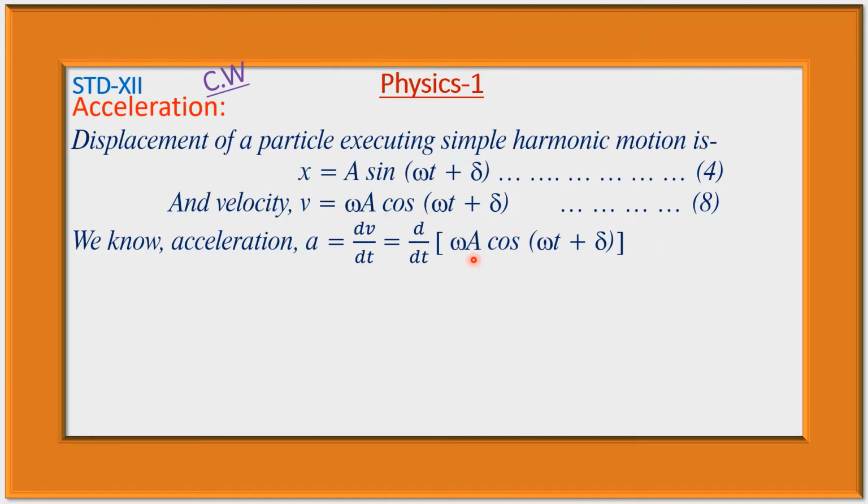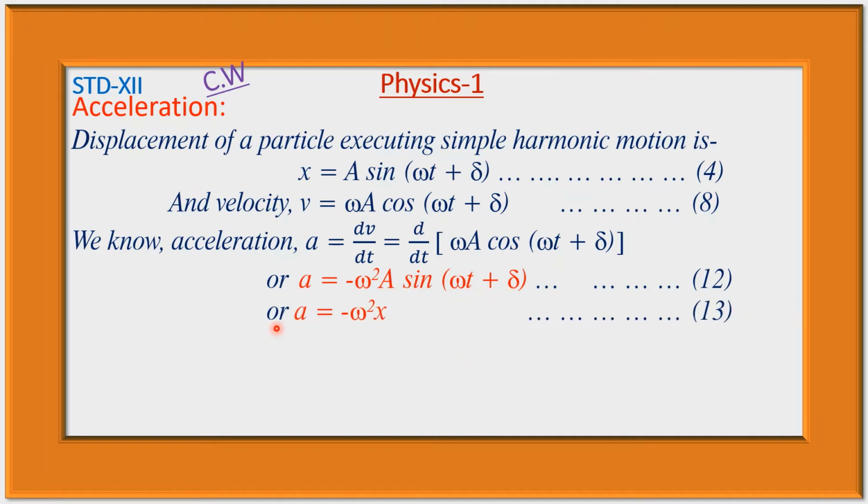If we differentiate cos theta, then it will be minus sin theta. So, we can write this as minus omega square a sin(omega t plus delta). Here, differentiating omega a cos(omega t plus delta), we get omega a times minus sin(omega t plus delta), and differentiating omega t gives omega. So, it is omega into omega, minus omega square a sin(omega t plus delta). Here a sin(omega t plus delta) is equal to x. Therefore, a is equal to minus omega square x.